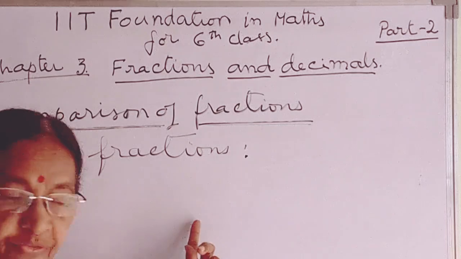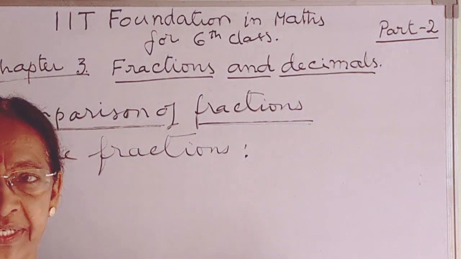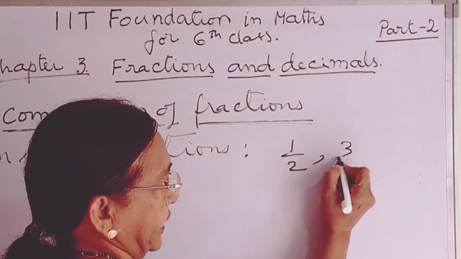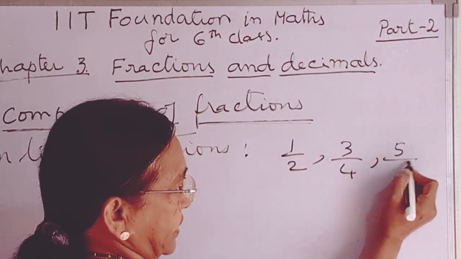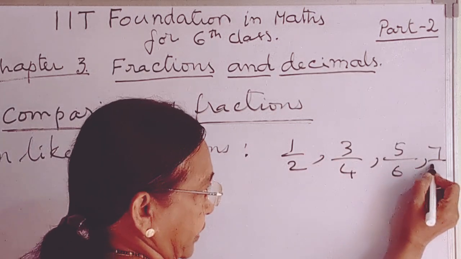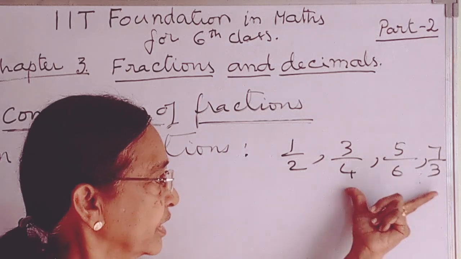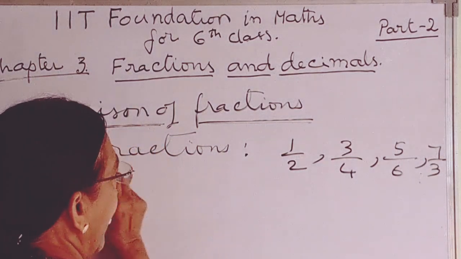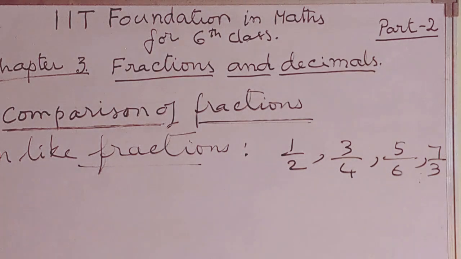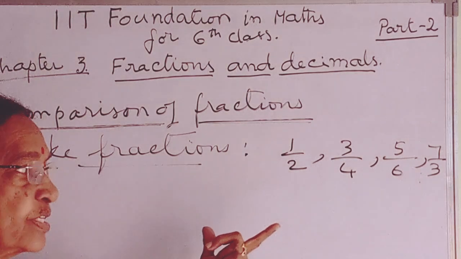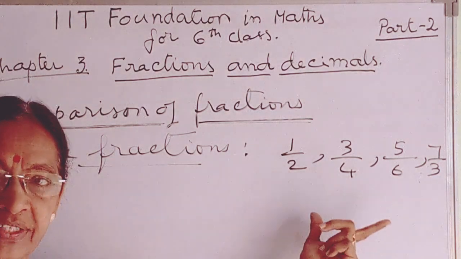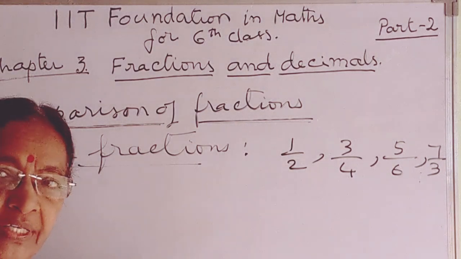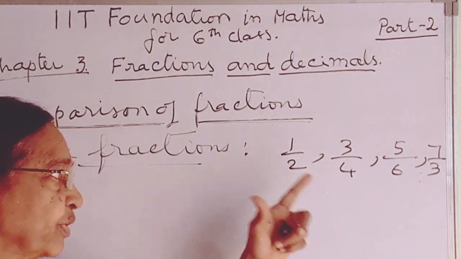Unlike fractions are the fractions whose denominators are different. For example, 1 by 2, 3 by 4, 5 by 6, 7 by 3, etc. The denominators are different. Such fractions are called unlike fractions. So, to compare unlike fractions, we have to convert these unlike fractions into like fractions, into fractions whose denominators are the same.